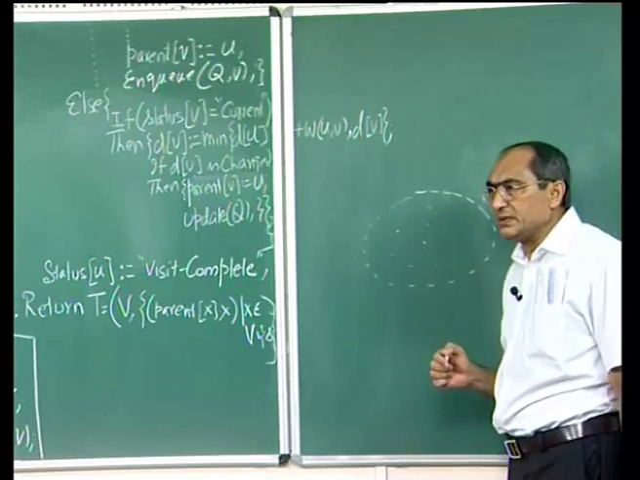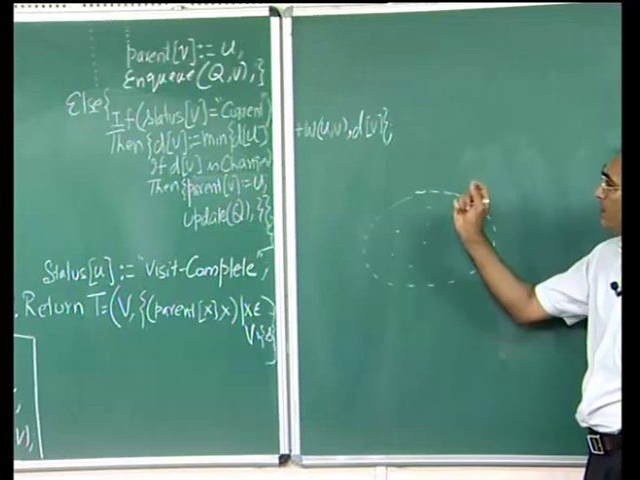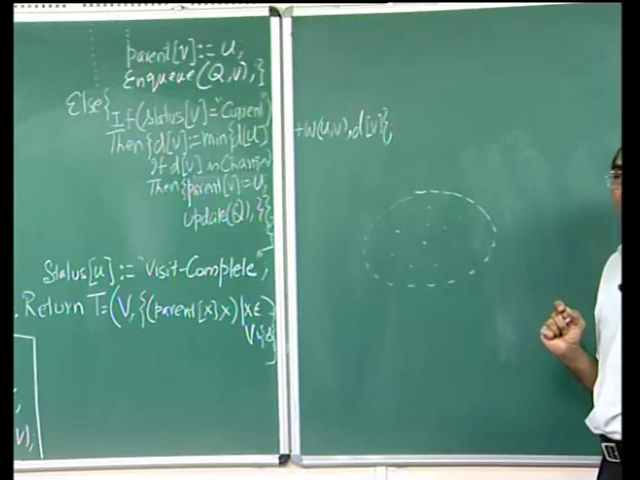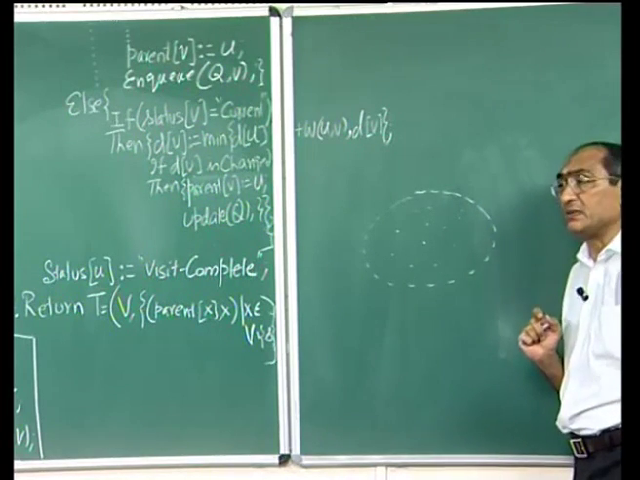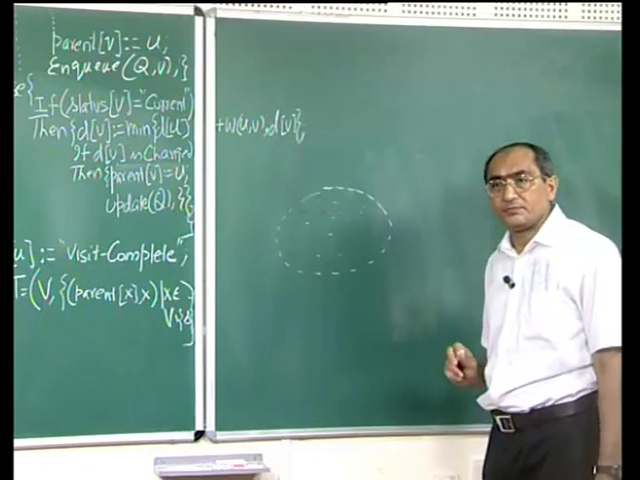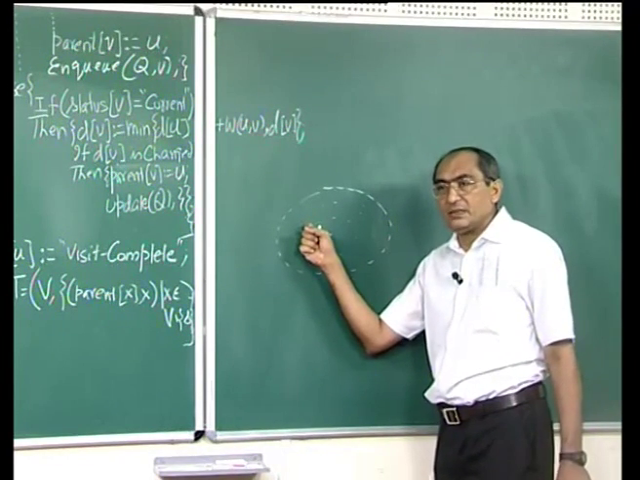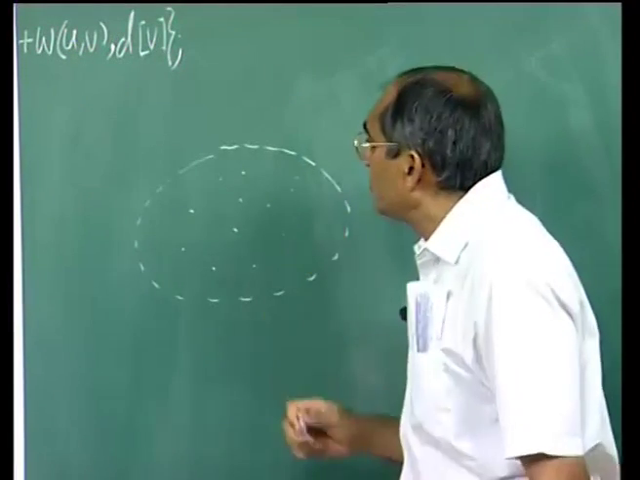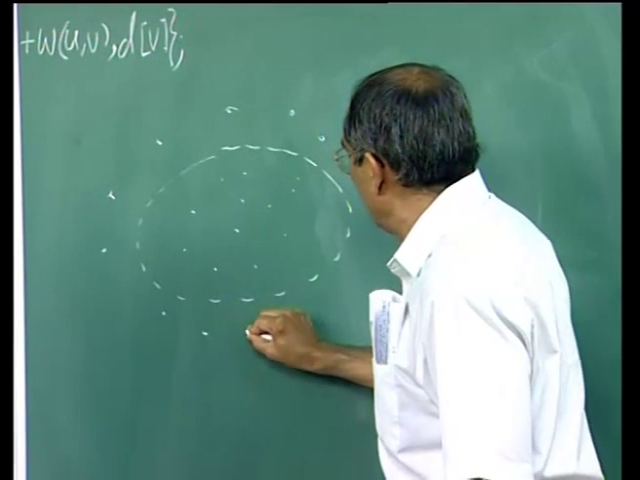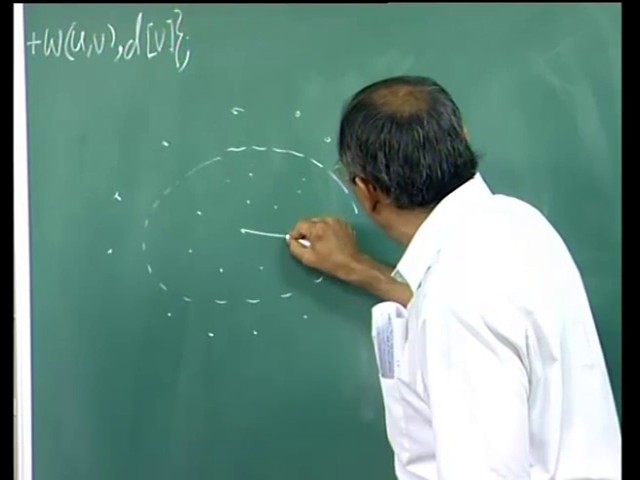Now, what we notice is that all the vertices in state current must be adjacent to some vertex inside this, because only these vertices were expanded and all their neighbors were visited. So, any vertex which is in current state can have edges like this. So, I may have edges like this, or I may have edges like this.